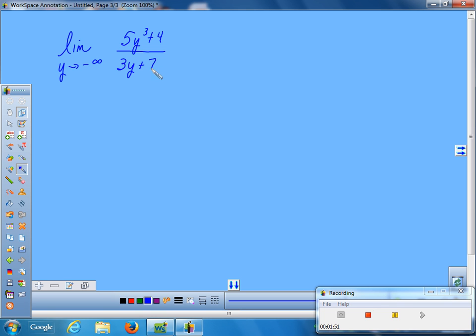Fraction. We're going to negative infinity. What do I do? Okay, so Isaac's keeping the 5y cubed over the 3y. Take the highest power terms. All right? Then what? 5y to the second over 3. Yeah, because you would reduce, 1y will cancel, and yes, I have 5y squared over 3. And then lastly?